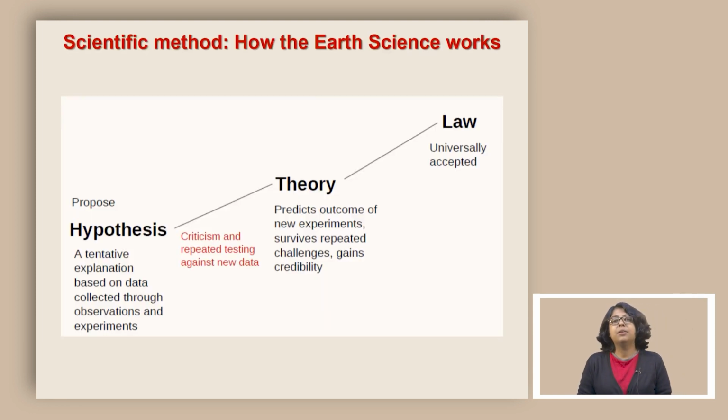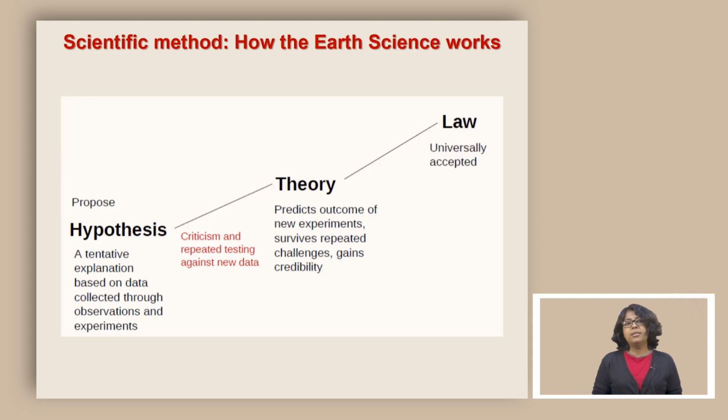Like any other scientific method, earth science also works on these following steps. So, first we propose a hypothesis. It is a tentative explanation based on data collected through various tools and observations and experiments, and then this hypothesis actually gets tested and it goes through multiple phases of criticism, repeated testing against new ideas, new data, new observation.